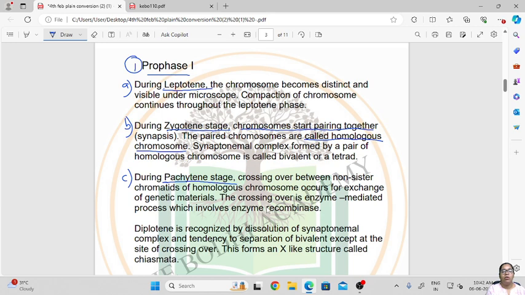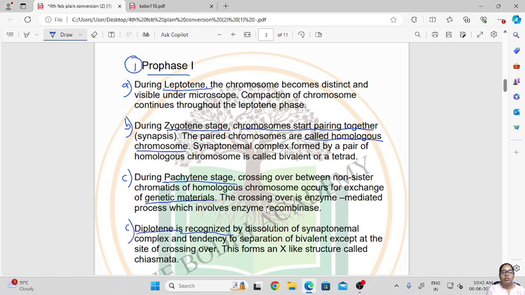During this, the crossing over between two non-sister chromatids of homologous chromosomes occurs for exchange of genetic material. So during this phase, the non-sister chromosomes cross over each other so that the exchange of genetic material takes place. Then comes your diplotene phase.